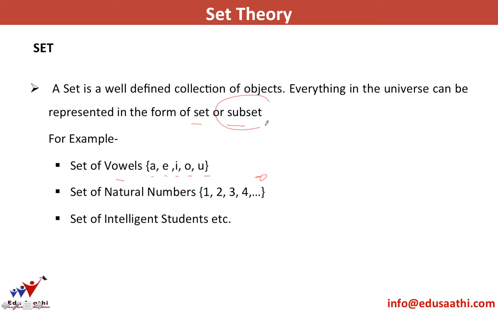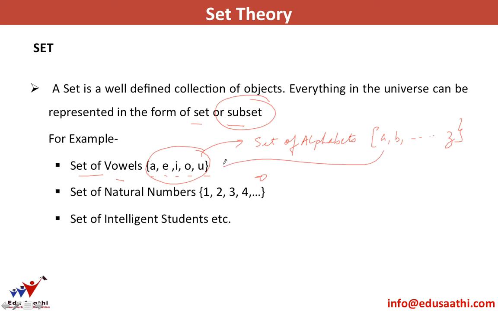Now what is a subset? This set of vowels is a subset of a set of alphabets. If I have a set of alphabets here, I will have starting from A, B and ending at Z. Now, this set of vowels has been taken out from this set. So, that is why it is called a subset of the set of alphabets. A subset is basically a smaller set taken out of a bigger set.